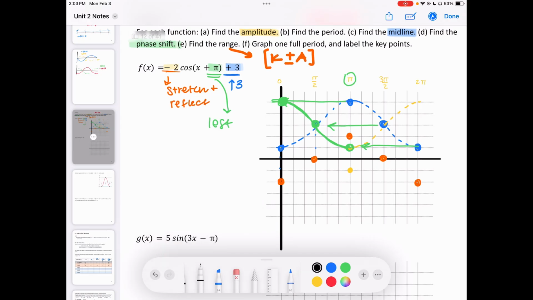And then let's find k plus or minus a. So we have 3 plus or minus -2. So that means we're going to have 1 to 5. And look at that. That makes sense. Here's a 1 and here's the 5. So after graphing it, we can in fact confirm that that is the case, with your midline being here at 3.